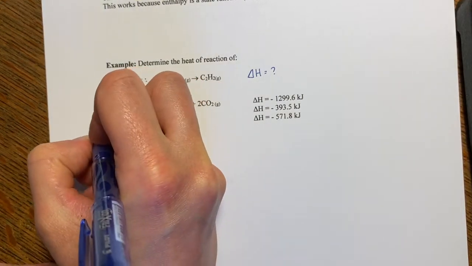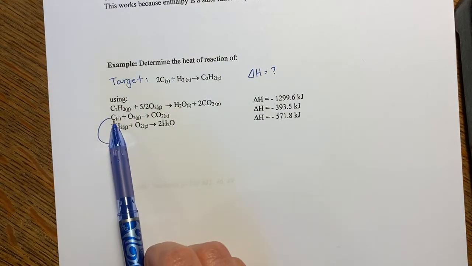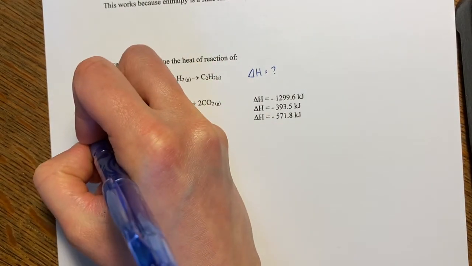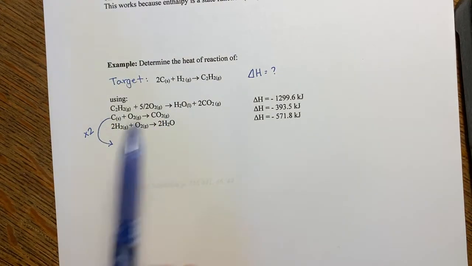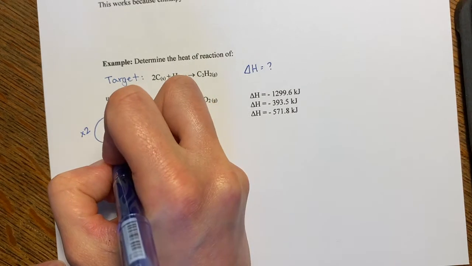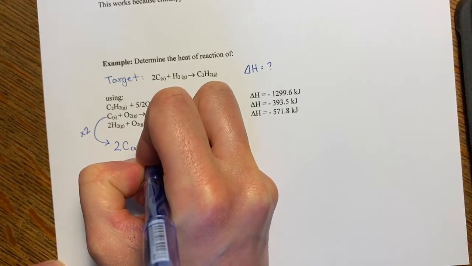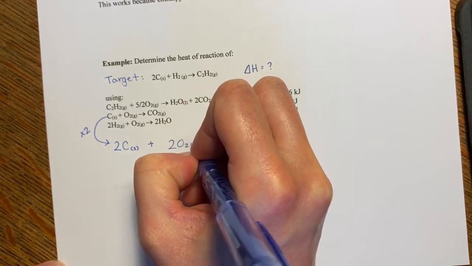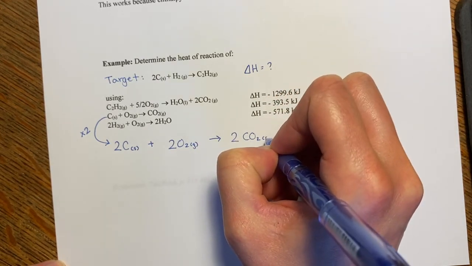So I'm going to bring it down and I'm going to rewrite it because I do need to change some things about it. Here, we only have 1 carbon, but in our target, we have 2 carbons. So we're going to need to multiply this whole reaction by 2 to help us get our target. What that will look like then is 2C solid plus 2 oxygen gas making 2 carbon dioxide gas.